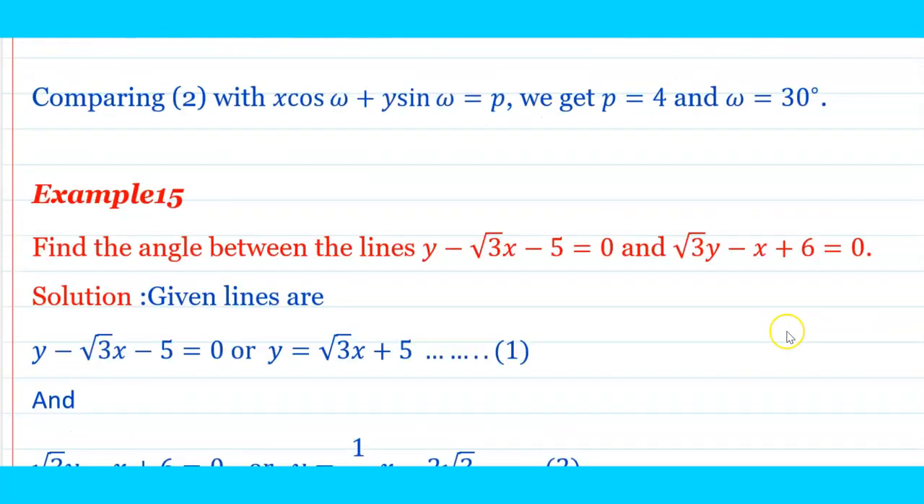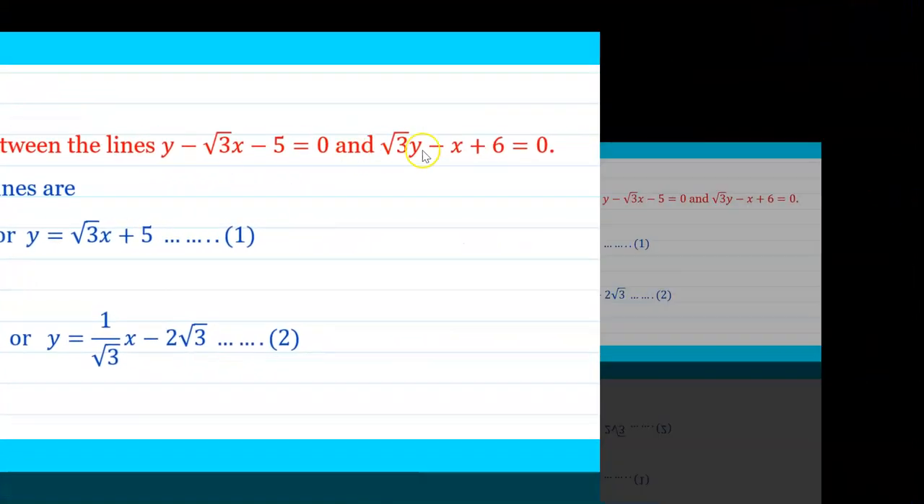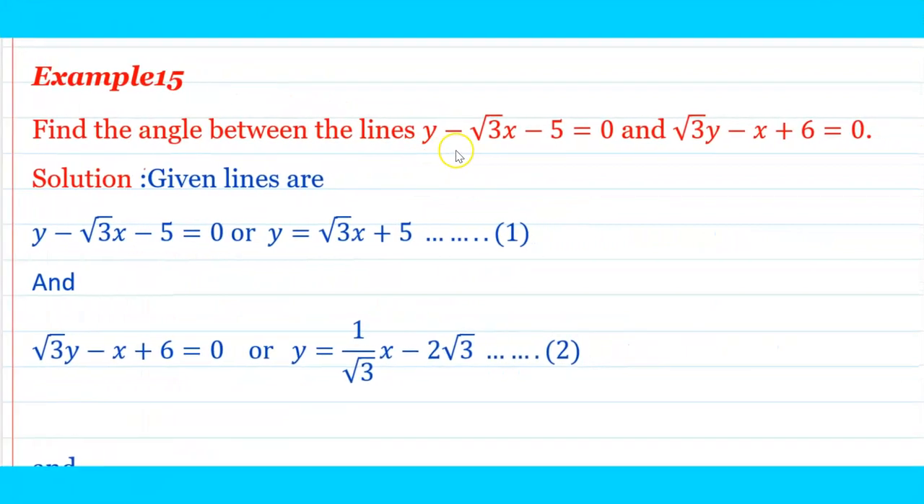Okay, now example number 15. Find the angle between the lines y minus root 3x minus 5 is equal to 0 and root 3y minus x plus 6 is equal to 0. Now we have the equation of the line, y minus root 3x minus 5 is equal to 0, and we can write it in this form: make this positive, then transfer this minus root 3x minus 5 to the right hand side, y is equal to root 3x plus 5.